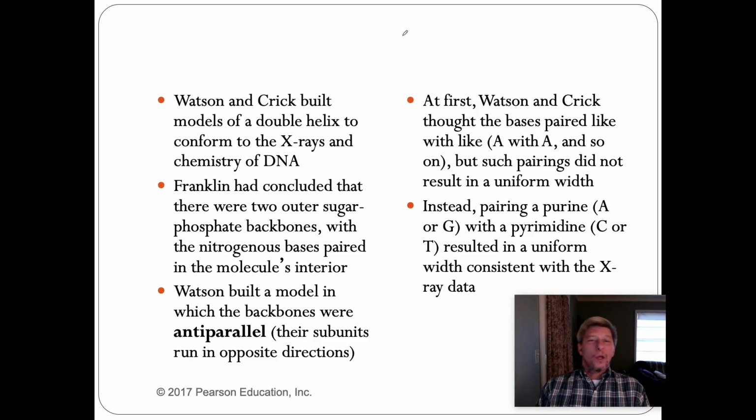Okay, so Watson and Crick then built their model, this double helix that was supported by Franklin and her work, and so Franklin had concluded that there were 2 outer sugar phosphate backbones with the nitrogenous bases in the middle. And Watson's and Crick's model actually showed that. But they also showed, just what I pointed out in the previous slide, that they are anti-parallel, that their subunits run in opposite directions. If you're following one from 5' to 3', the other one runs from 3' to 5'.